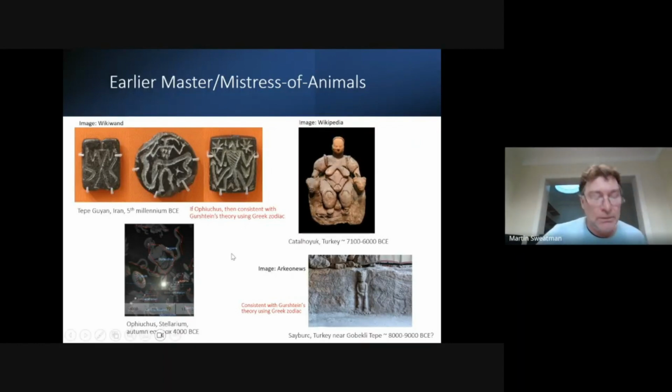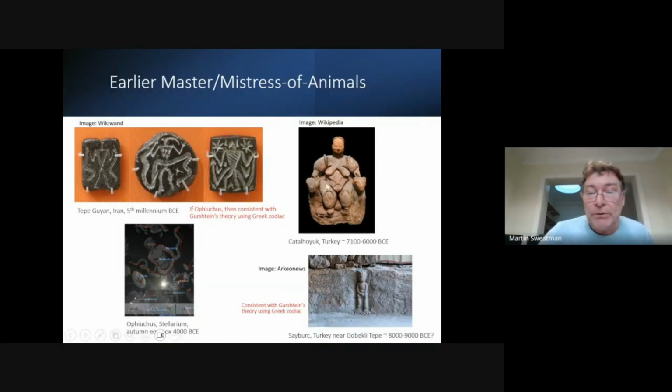So here is an example from Iran in the 5th millennium BC. A master there, and next to it is a similar symbol, which looks to be a constellation. We can see stars and V symbols in the background, and we'll come to them later. And this picture looks a lot like the Greek Ophiuchus constellation. And by the way, Ophiuchus is the autumn equinox constellation at the end of the 5th millennium BC.